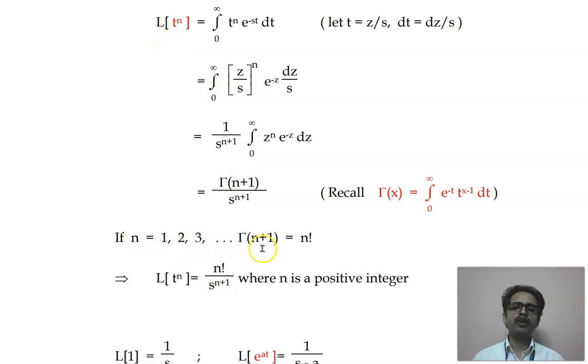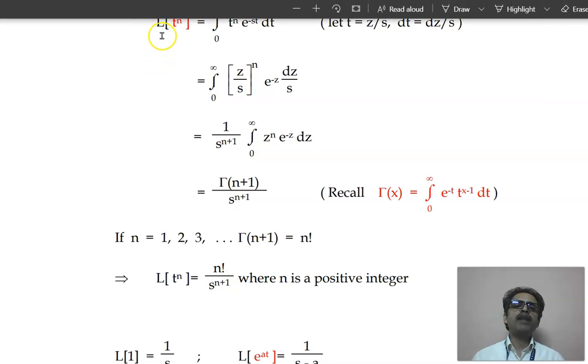So in this way we obtain the Laplace transform of t raised to n, and if n is a natural number like 1, 2, 3, 4 and so on, in that case gamma of n plus 1 becomes n factorial. So the same formula we can write as Laplace of t raised to n equal to n factorial upon s raised to n plus 1. So actually we have two formulas. One formula is Laplace of t raised to n, if n is a natural number, then it is n factorial divided by s raised to n plus 1. And otherwise we have this formula: Laplace of t raised to n is gamma of n plus 1 upon s raised to n plus 1.